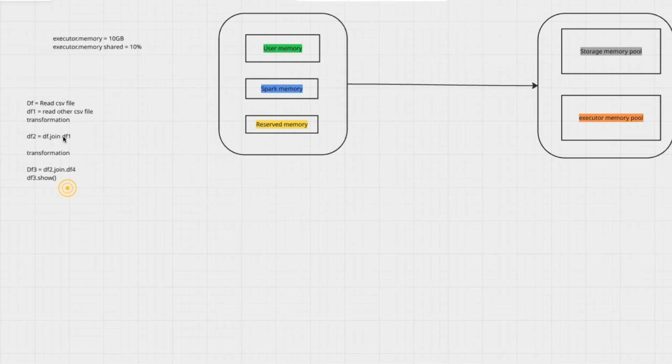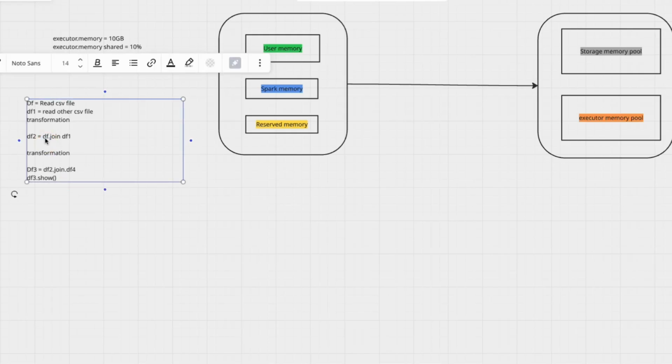Every time you mention df in any transformation or join, if I'm using df multiple times, for example here I'm using df again in this join, then Spark will again go into df, and this RDD or data frame will be built every time. So every time this processing will be done.